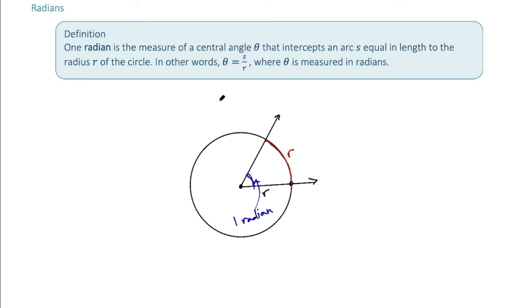And we know that the circumference of a circle is equal to 2 pi r. What that tells us then is if we take that full circumference and divide it by r, the r would cancel here, and you would simply get 2 pi radians. And that's 1 full revolution. So 360 degrees is equivalent to 2 pi radians.